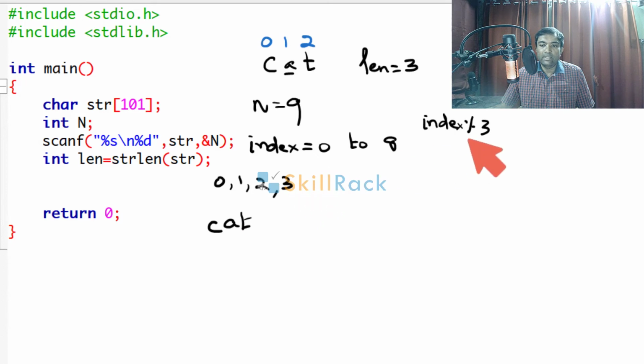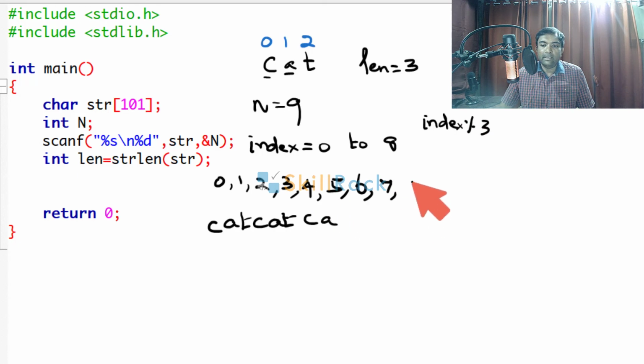When the index value is 3, 3 modulo 3 is 0, the remainder is 0, so again C will be printed. When the index value is 4 modulo 3, it is 1, so A will be printed. When the index value is 5 modulo 3, 2, again T will be printed. When the index value is 6 modulo 3, it is 0, so again C will be printed. When the index value is 7 modulo 3, remainder is 1, so A will be printed. When the index value is 8 modulo 3, remainder is 2, so the character at the second index, T, will be printed. That's it, because we are iterating only from 0 to 8.